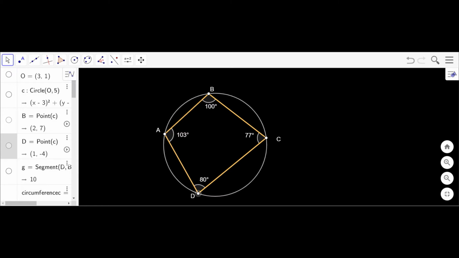But now look at what is happening as you move. Angle D is 80 degrees. Angle B is 100 degrees. When I add them, it's 180. Angle A is 103. Angle C is 77. When I add them, it's 180. Let's see what happens when I move it. I'm at 91 and 89. B and D are still 180.